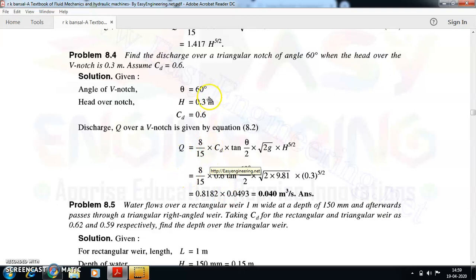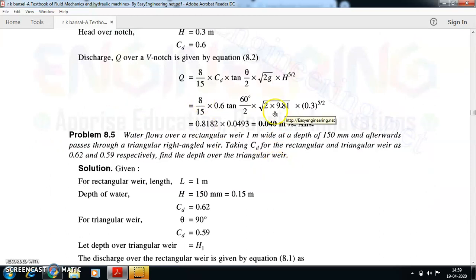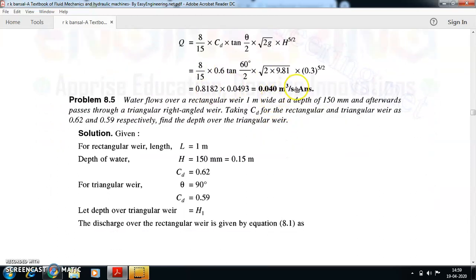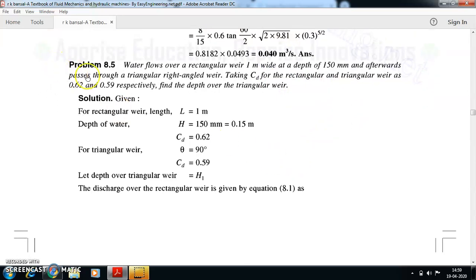So use a single unit, put it in SI unit. Head is the only thing where you have a unit. If theta is in radians, then you convert it into degrees. If H is in some other unit, convert it into meter. CD does not have any unit, so directly you can substitute in the Q equation 8 by 15 CD tan theta by 2 root of 2g h to the power of 5 by 2, and by mere substitution you will get the Q value in terms of meter cube per second, which is equal to 0.04 meter cube per second. That's it. We will move on to the next problem, problem 8.5.